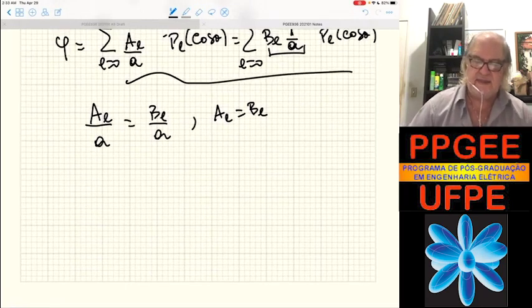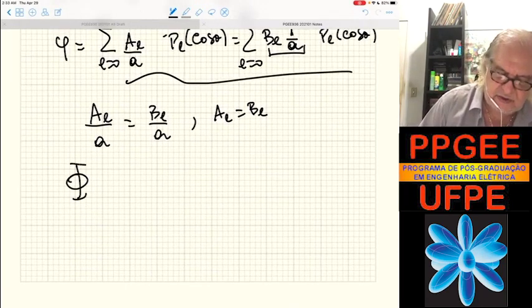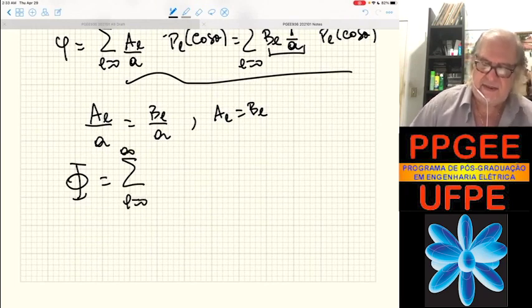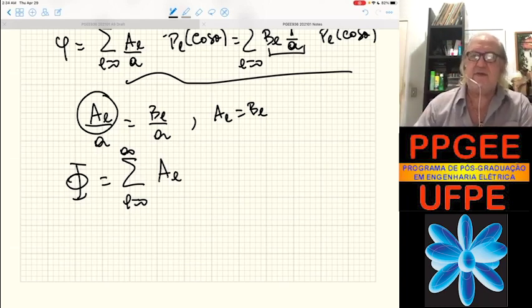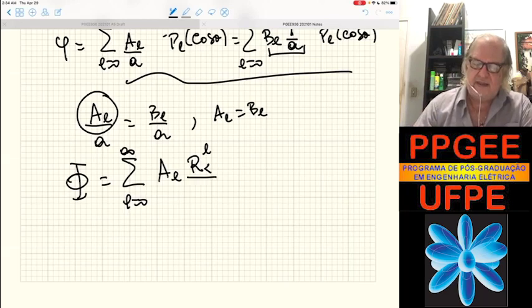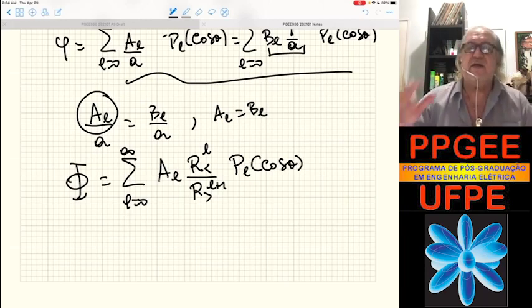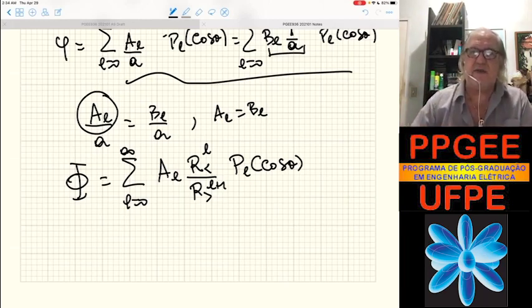So I can synthesize these two solutions in a single one. This general solution can be written with one single coefficient, a ratio between two parameters. One is the smallest distance raised to L. The other one is the largest distance raised to L plus 1. And here we have PL cosine theta. So that's the way to write the solution. It serves for inside or outside, interior or exterior problem.